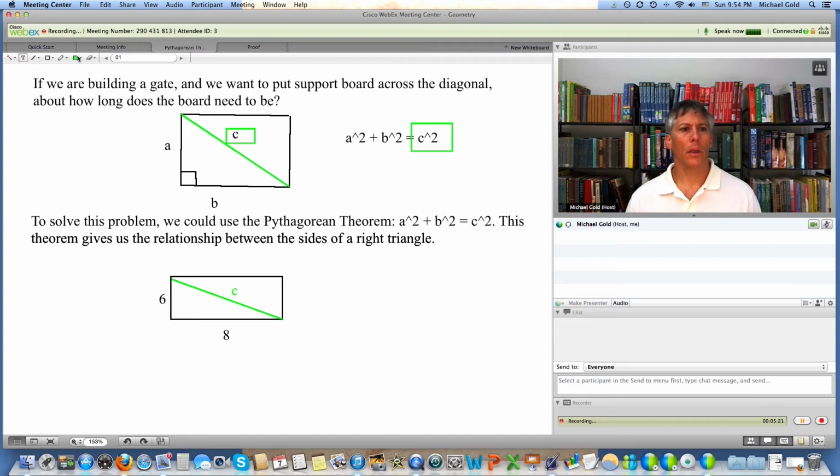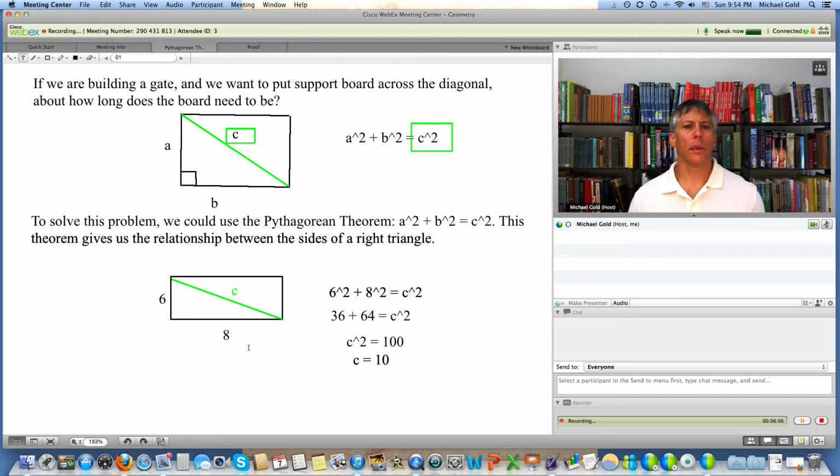So if we apply the theorem, I'll show you how this works. We're going to have 6 squared plus 8 squared equals C squared. Now 6 squared is 36, 8 squared is 64, and so 36 plus 64 will equal C squared. If we add 36 and 64, we get 100. So C squared equals 100, and so C equals 10. So the length of the board would need to be about 10 feet long.